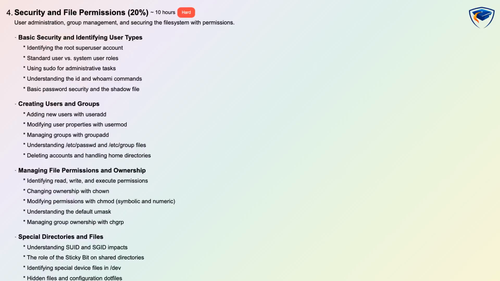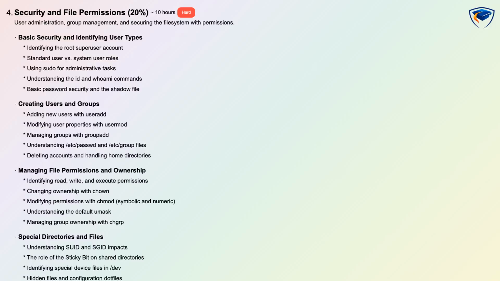Security and file permissions is 20%, rated hard with about 10 hours of scenario-based study and a strong focus on user and group management. You will learn to identify the root superuser, differentiate standard and system users, and use sudo along with id and whoami to inspect identity and privileges.